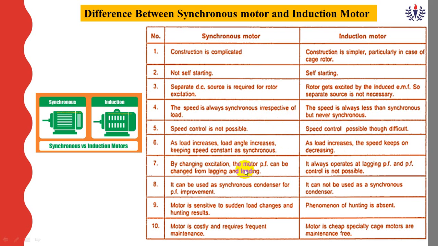Seventh, by changing excitation, the motor power factor can be changed between lagging and leading. Lagging stands for inductive load, and leading stands for capacitive load. But the induction motor always operates at lagging power factor only. The synchronous motor operates at both lagging and leading, but the induction motor operates only at lagging power factor. Controlling the power factor is not possible in an induction motor, but here it is possible. Another one: it can be used as a synchronous condenser.